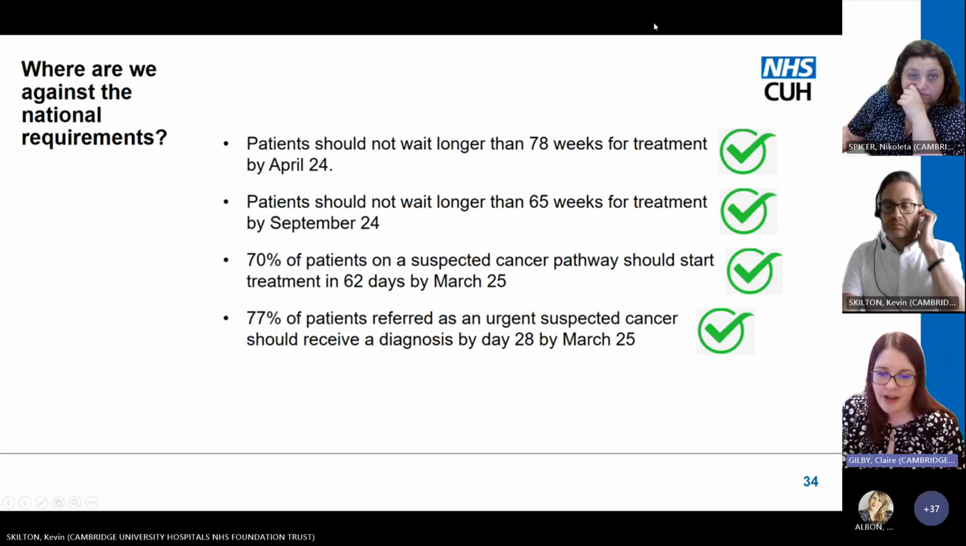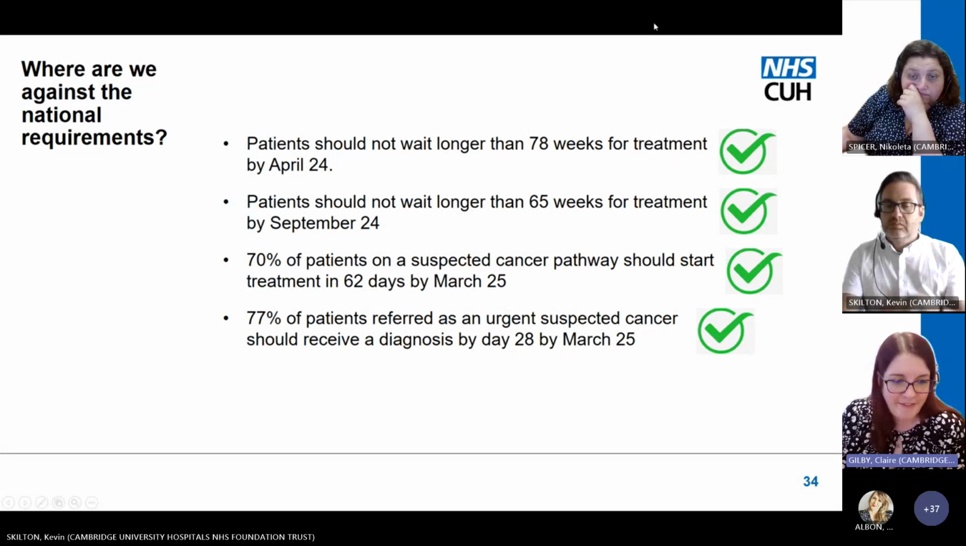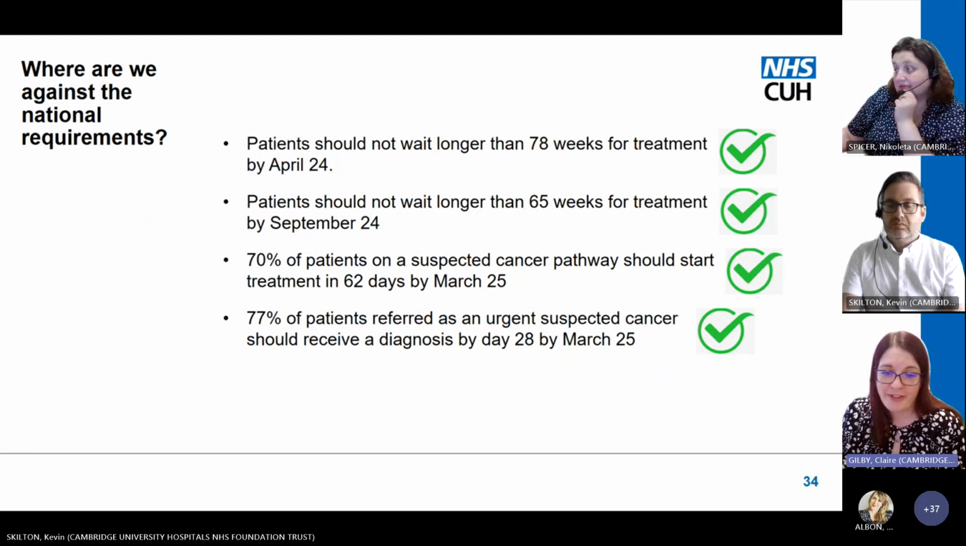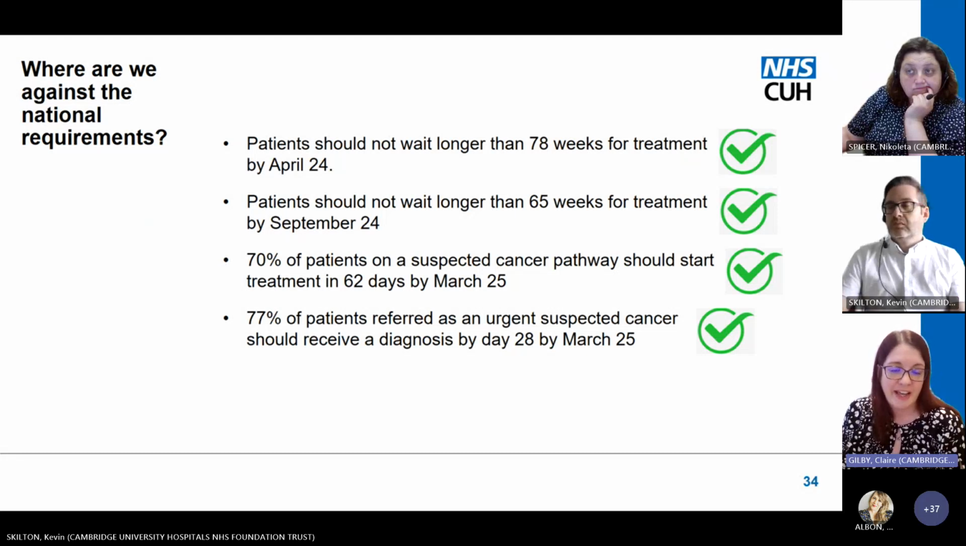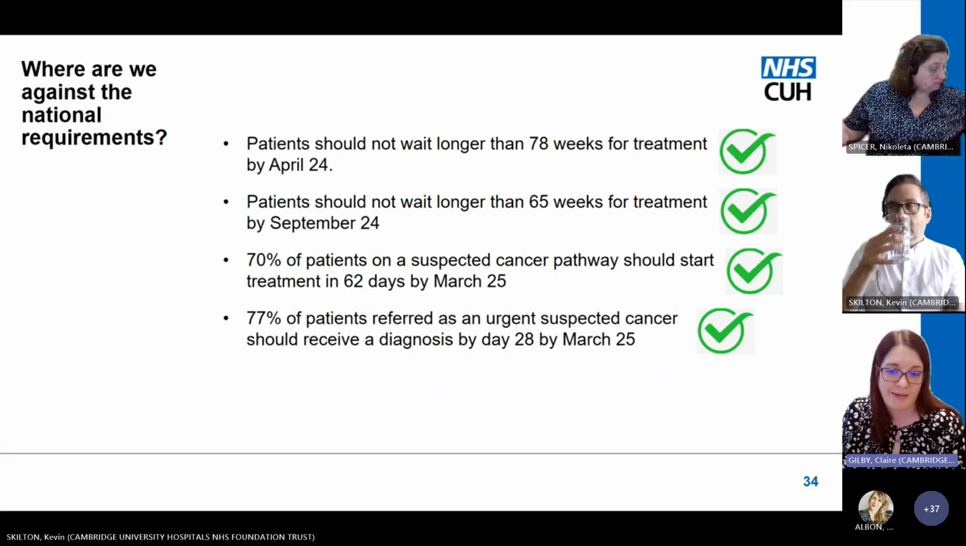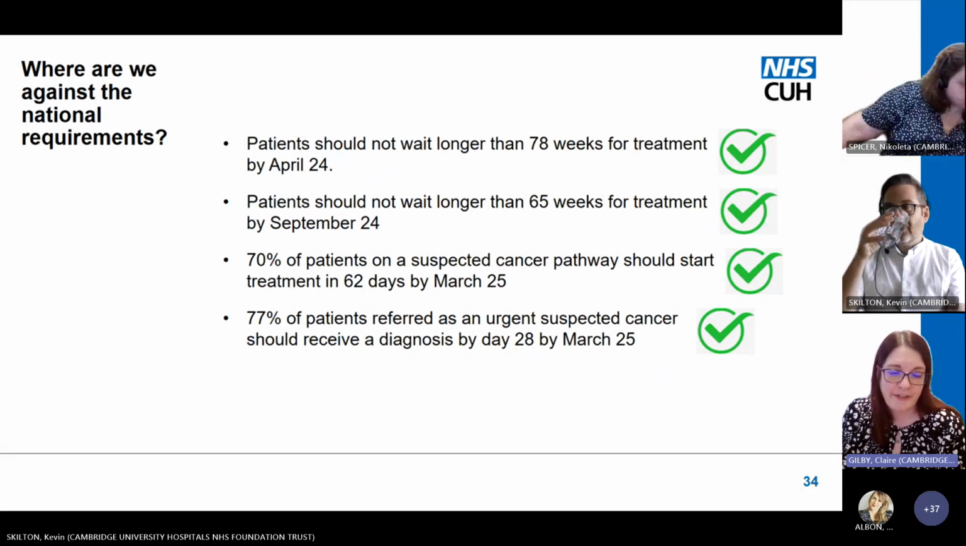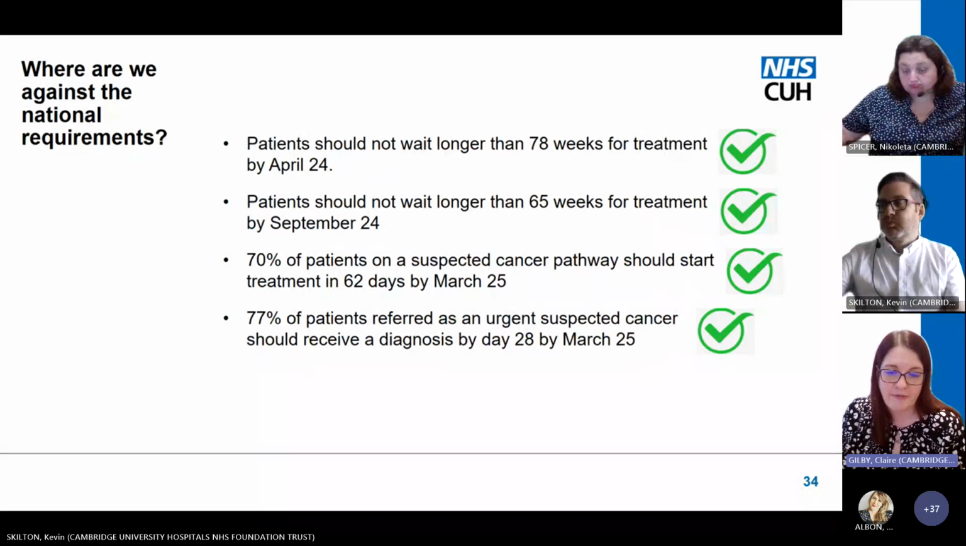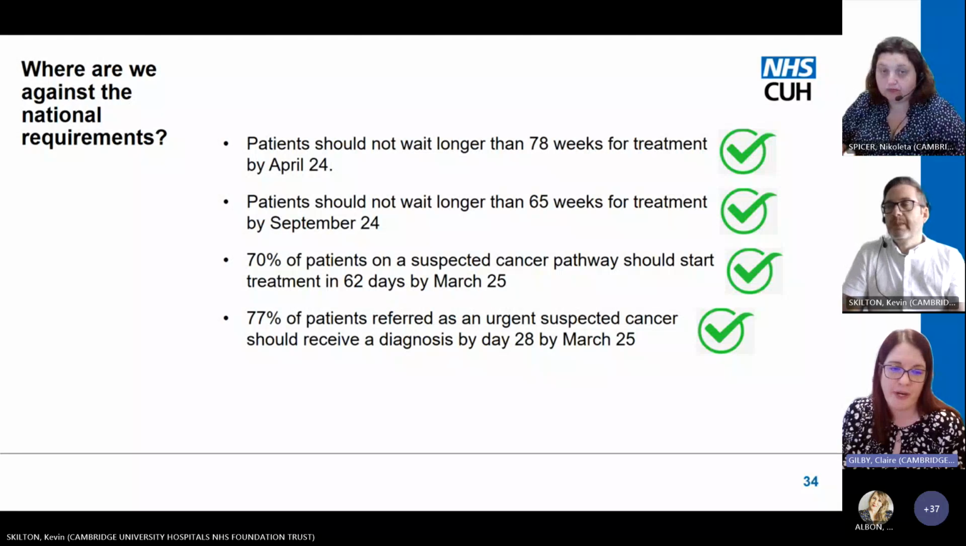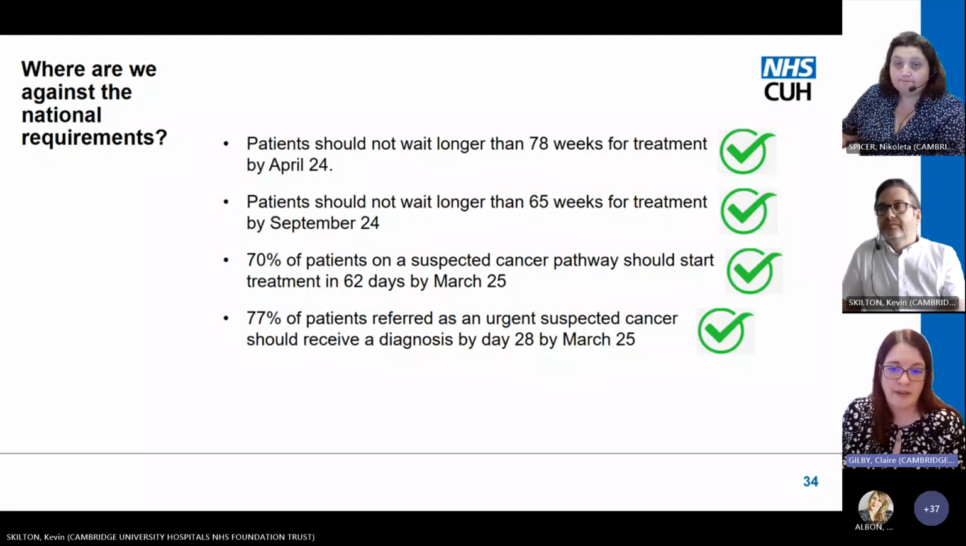So I just wanted to take a moment after a slightly heavy going data to say, actually, we're doing really good. I got asked last week whether the sharks were circling and whether things are going bad. And actually, I thought this is a really good opportunity to recognise that against the national requirements, we are doing really good. So particularly for our benign teams, so for haematology and urology who have benign patients, the national requirement was that patients should not wait longer than 78 weeks for treatment by April 24.